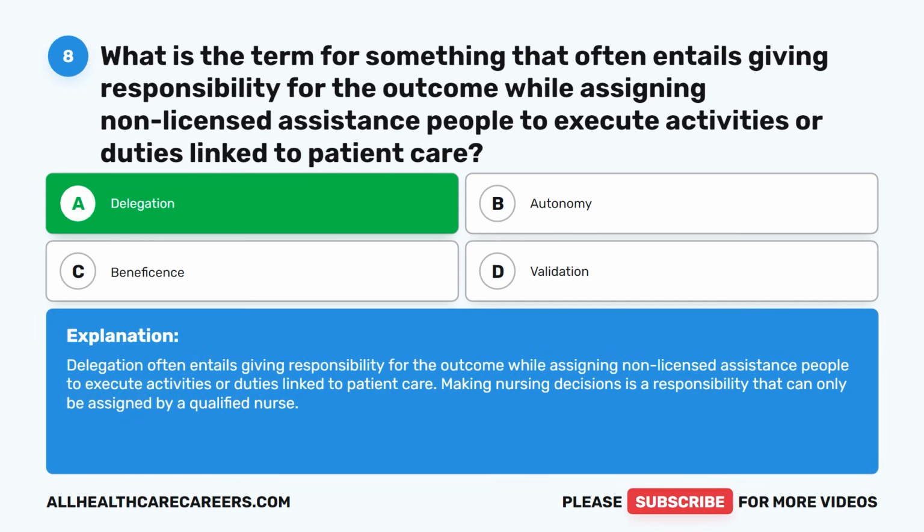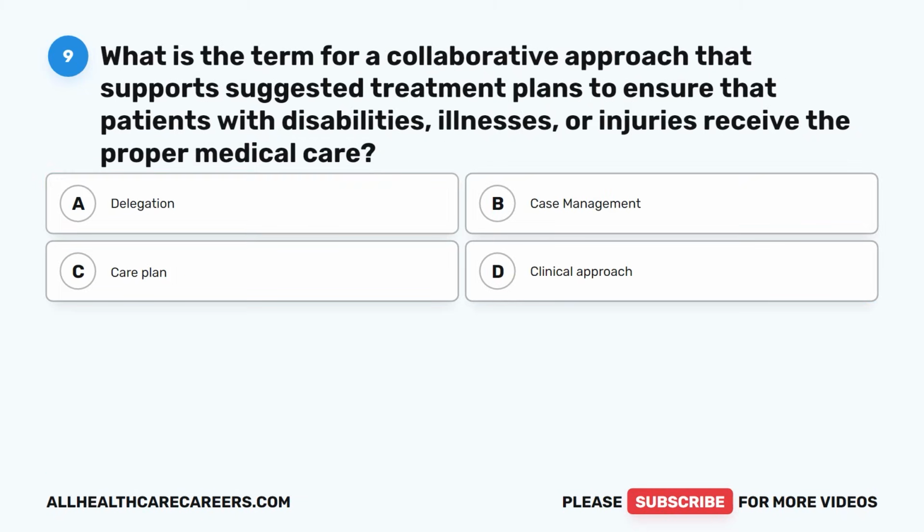Delegation. Delegation often entails giving responsibility for the outcome while assigning non-licensed assistance people to execute activities or duties linked to patient care. Making nursing decisions is a responsibility that can only be assigned by a qualified nurse.